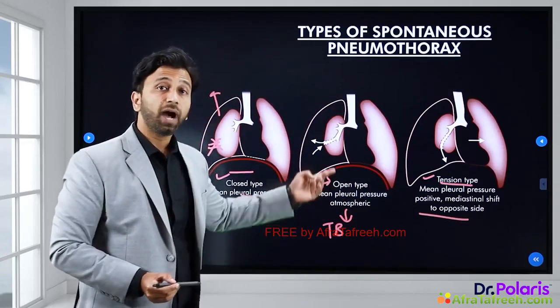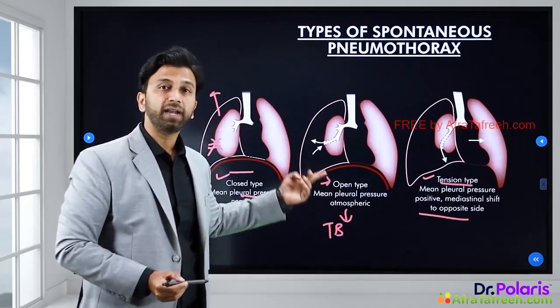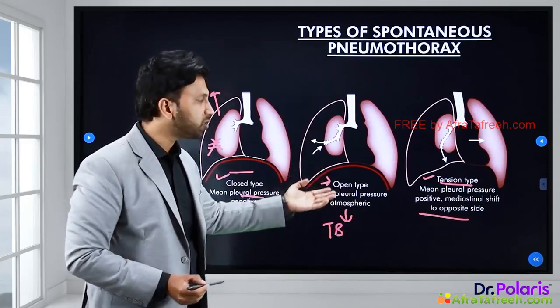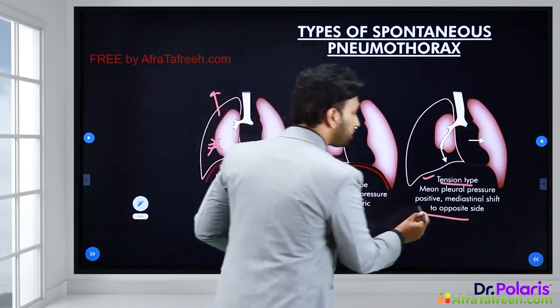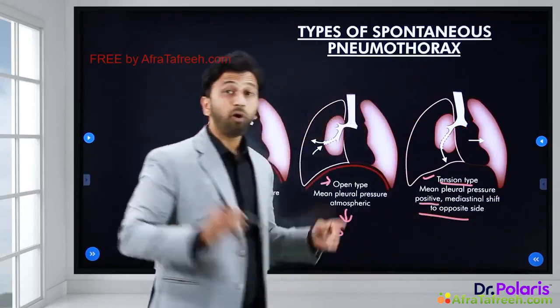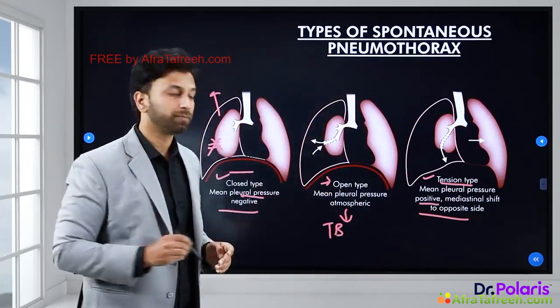As I told you, hypotension, tachycardia, and tachypnea are the important signs of the tension type of pneumothorax. Here, the mean pleural pressure is positive. It is more than the atmospheric pressure.